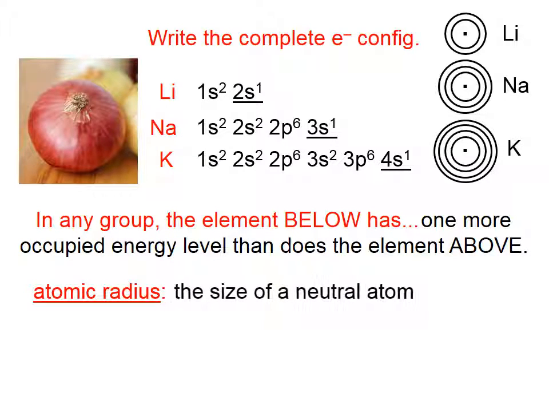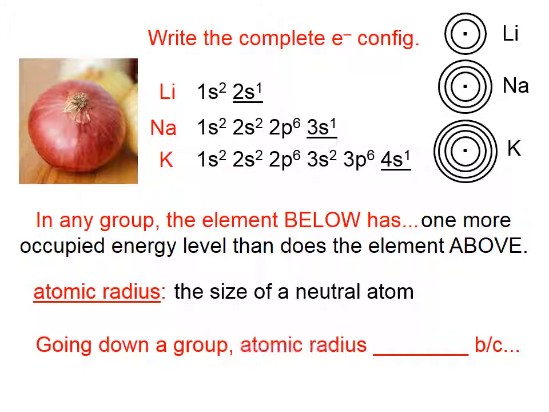This brings us to the idea of atomic radius, which is simply the size of a neutral atom. And of course, the size of an atom depends mostly on where the electrons are, how big the electron cloud is, because the nucleus takes up a very tiny fraction of the total volume of an atom.